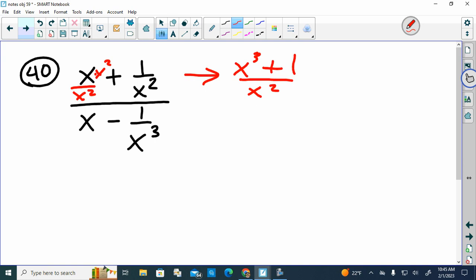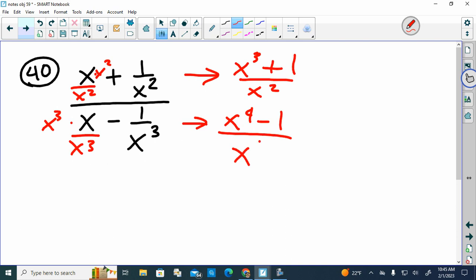Good. Okay, now doing the same thing on the bottom. So x cubed times x cubed. Okay, so this is now going to become x to the 4th minus 1 over x to the third. Okay, we're good to there. Did I not lose anybody? Everybody's still writing down.